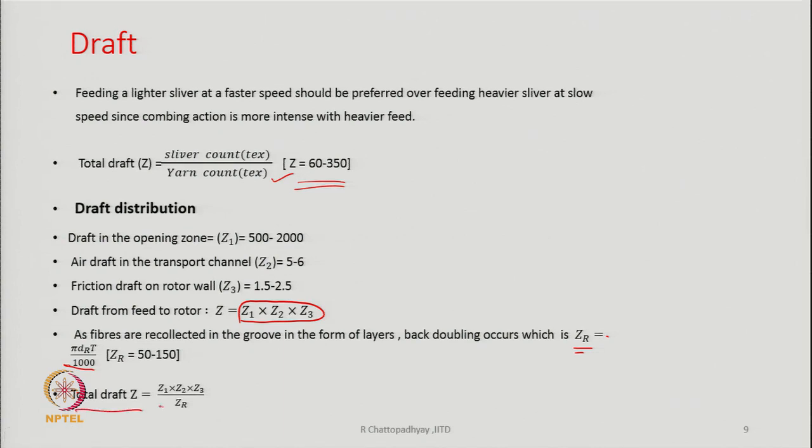So, total draft, if we try to find out, is the multiplication of Z1, Z2, Z3 divided by ZR. What is ZR? ZR is the back doubling that occurs. That means several layers of fibers are again getting sandwiched within the rotor groove. So, that also has to be taken into account. Therefore, total draft is Z1, Z2, Z3 divided by ZR.